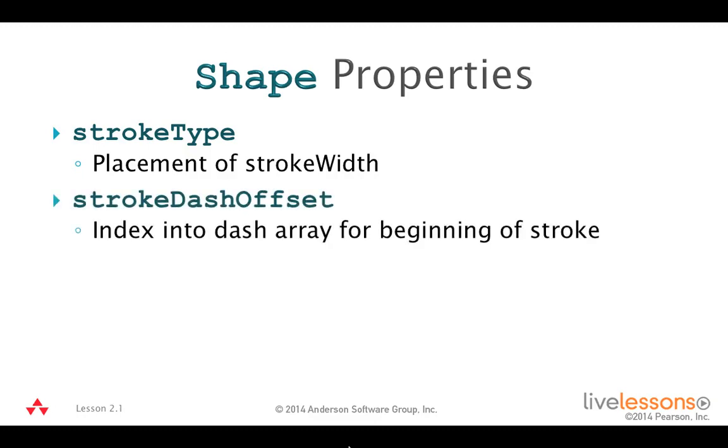Property stroke dash offset is a number type. This is the index in a dash array that corresponds to the beginning of a stroke. Now we'll show you how to use a dash array to build dash lines later on in this lesson.